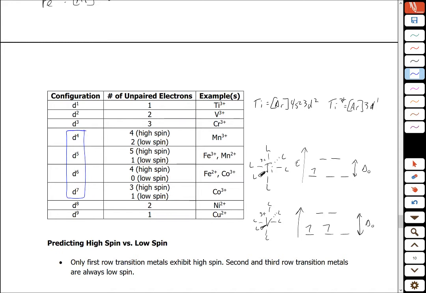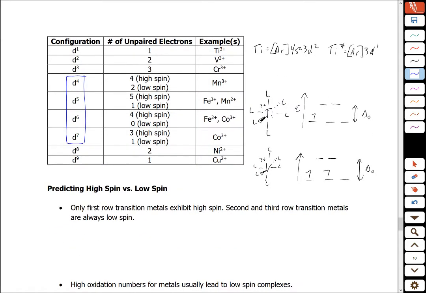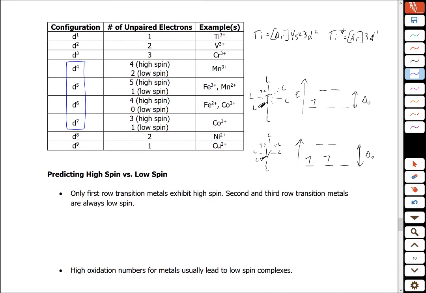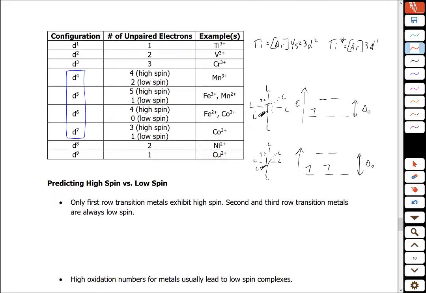So D4, D5, D6, and D7 are the only situations where we have to worry about high spin versus low spin. So let's look at how we predict whether something is going to be high spin or low spin. Well, the first rule is actually very, very easy. Only the first row transition metals exhibit high spin. Second and third row transition metals are always low spin.